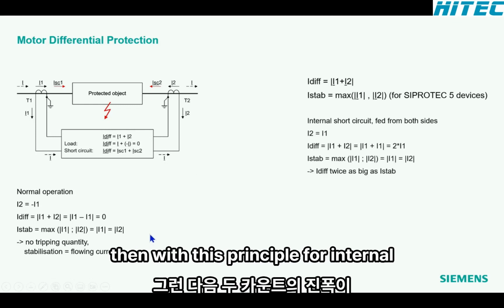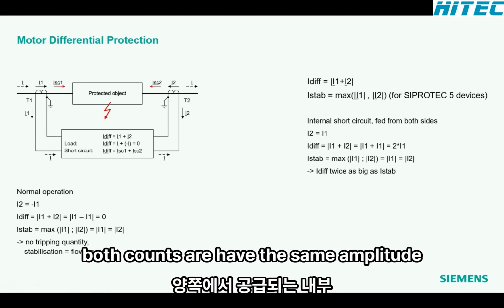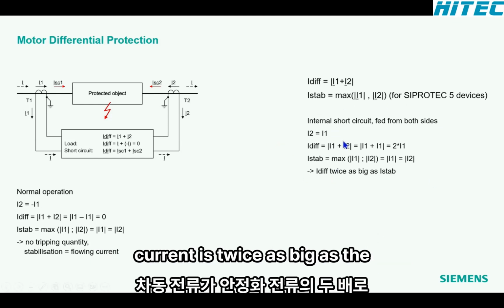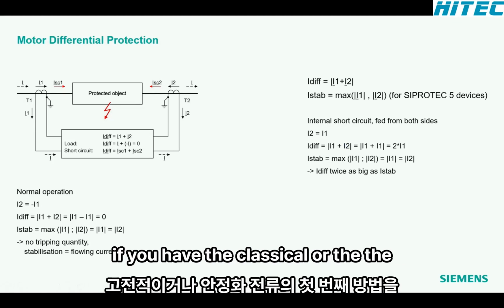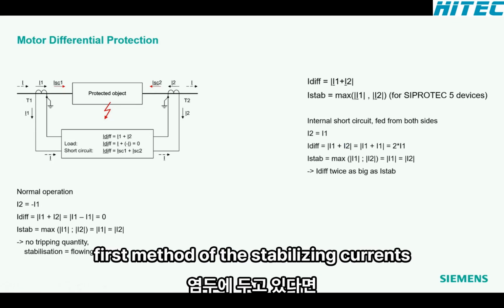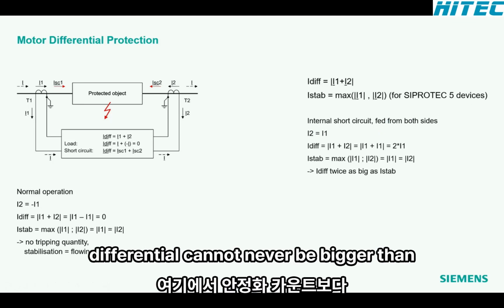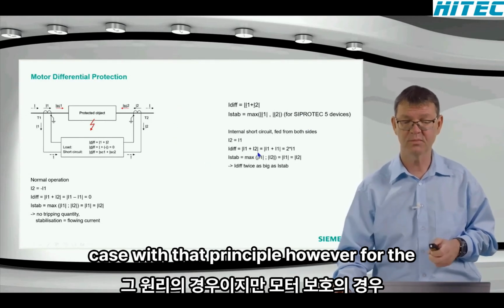Then with this principle for internal short circuits fed from both sides, if both currents have the same amplitude, it can happen that the differential current is twice as big as the stabilizing current. A little bit unusual. If you have the classical or the first method of the stabilizing currents in mind, the differential current can never be bigger than the stabilizing current. Here it is the case with that principle.